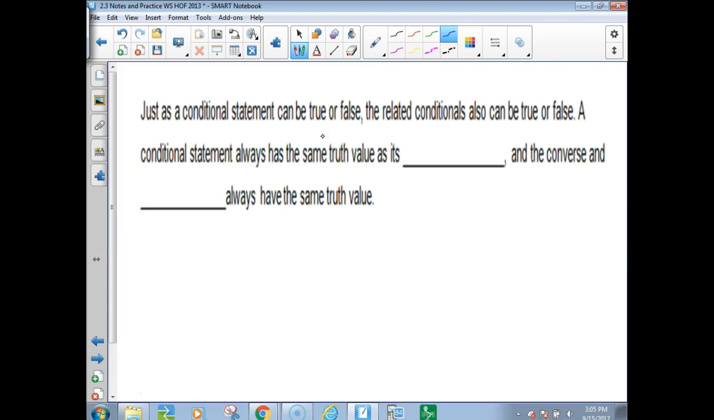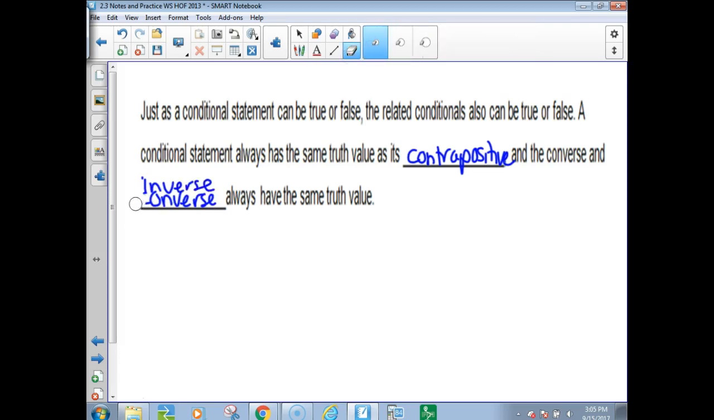So just as a conditional statement can be true or false, the related conditionals can also be true or false. A conditional statement always has the same truth value as its contrapositive. And the converse and the inverse always have the same truth value. I wrote converse twice. So the converse and the inverse always have the same truth value.